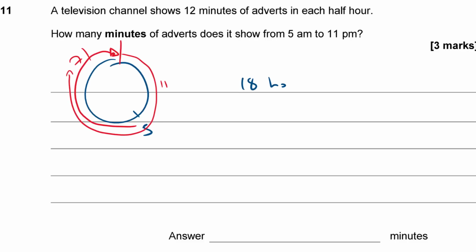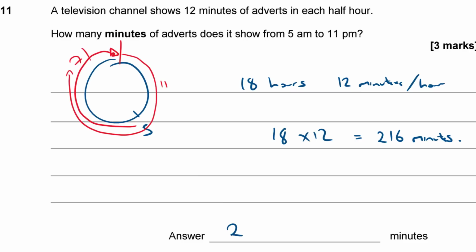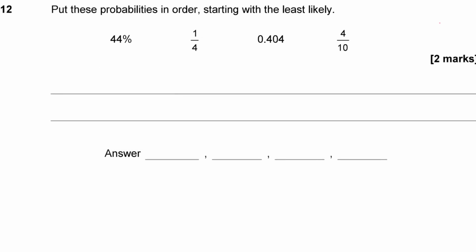So 18 hours, and how many minutes do we have each hour? We've got 12 minutes, haven't we? 12 minutes per hour. So multiplying those together should give us a total number of minutes then, shouldn't it? So 18 times 12. 10 18s, 180. 2 18s are 36. Gives me a total of 216 minutes. Or you can type it into the calculator if you like. 216.